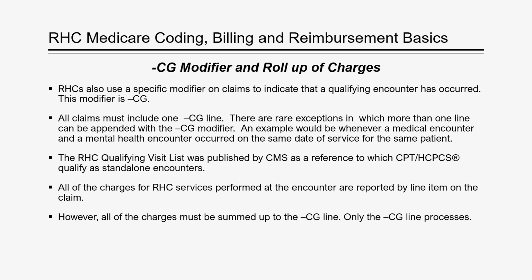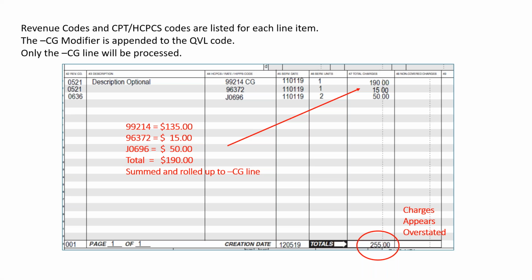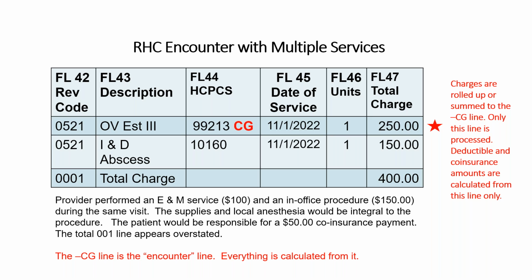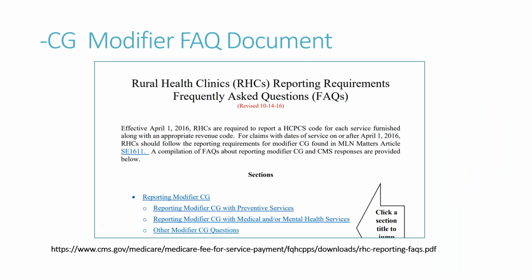And I know that you also discussed the CG modifier and the roll-up of charges. I'm not going to really go over this slide, but I do have a new slide that I'm excited about that I am going to share with you. Here's a claim example that shows the roll-up. I know this was explained in the 101, and here's another claim example. I'm getting ahead of myself. I'm so sorry, guys. I'm so excited about the new slide that I'm skipping ahead.